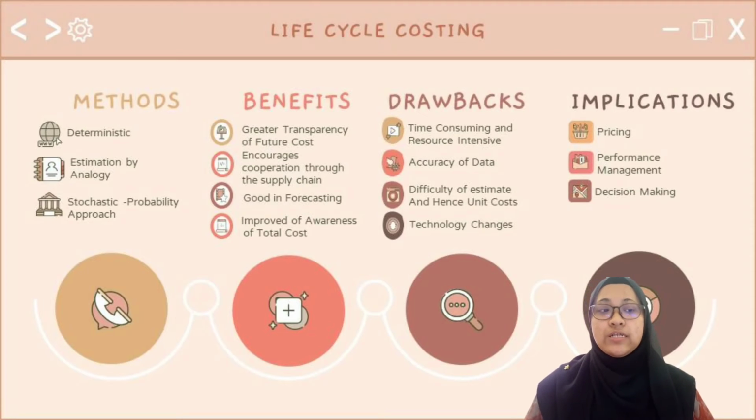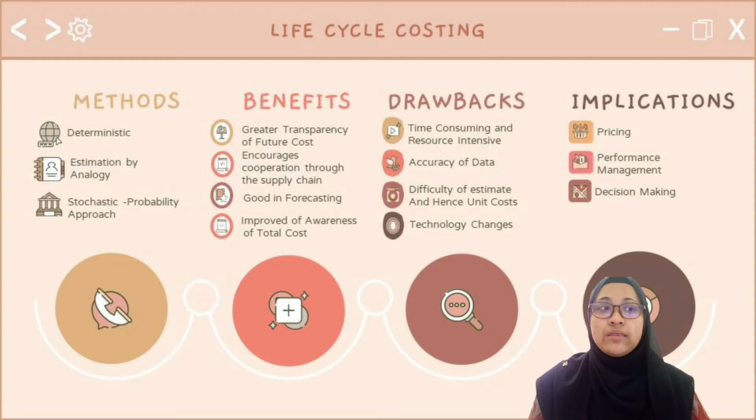Okay, the next benefit is encouraging cooperation through the supply chain. The use of life cycle costing encourages organizations to collaborate throughout the supply chain. This allows for a far better awareness of the costs and consequences of actions made by all partners within the supply chain.